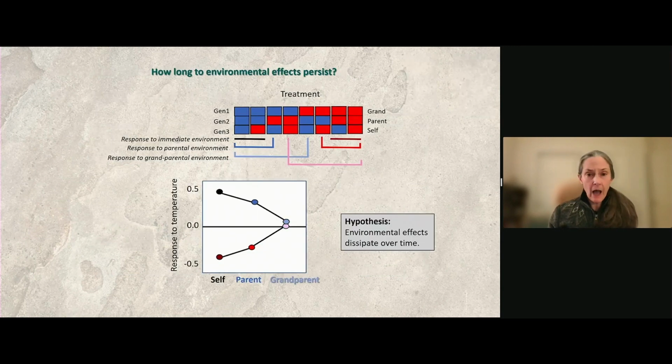So the first question is simply, how long do environmental effects persist? And one hypothesis we might have is that these environmental effects might gradually just dissipate over time across successive generations, such that if we look at the magnitude of the response to the environment, we see that it is very strong when the individual is responding to its own environment. The response to the parent environment is somewhat weaker, and the response to the grandparent environment is weaker yet. Now, this hypothesis would be consistent for a mechanism in which environmental effects are gradually diluted over time through cell divisions, for example. So this is what we found.